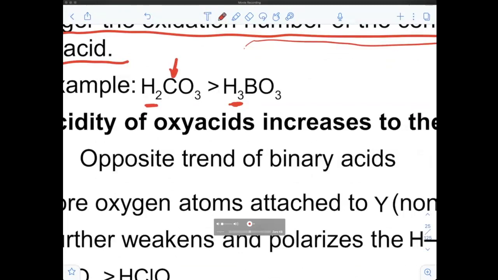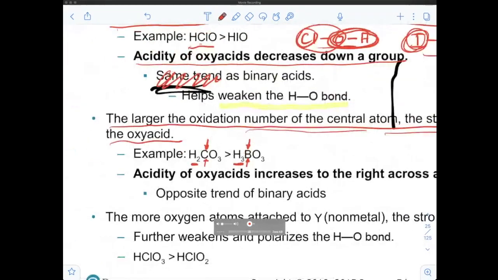The central atom is different. So you have two key differences. While this has more hydrogens, this one here has less hydrogens. The bigger difference and the more significant difference is the central atom. This is boron and this is carbon. So you're told here, if you have this kind of scenario and you're trying to compare the acids, try to figure out the oxidation number of the central atom.